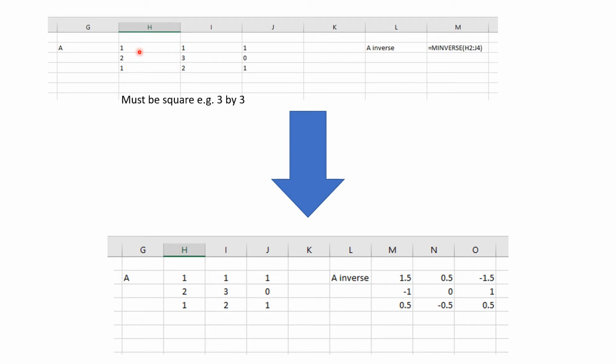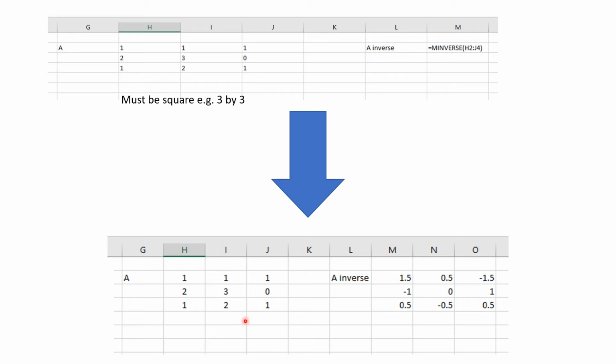So I enter A here. This A I just typed so I know that this is A. And then I write my matrix 1, 1, 1, 2, 3, 0, 1, 2, 1. And then I type A inverse here just to make myself know what it is. But then I go to this column and I type equal because I'm using a formula, matrix inverse, and then I scroll across these using those as the input into the matrix. And then I close my parentheses and I am good, and I hit return, and this is what I get.